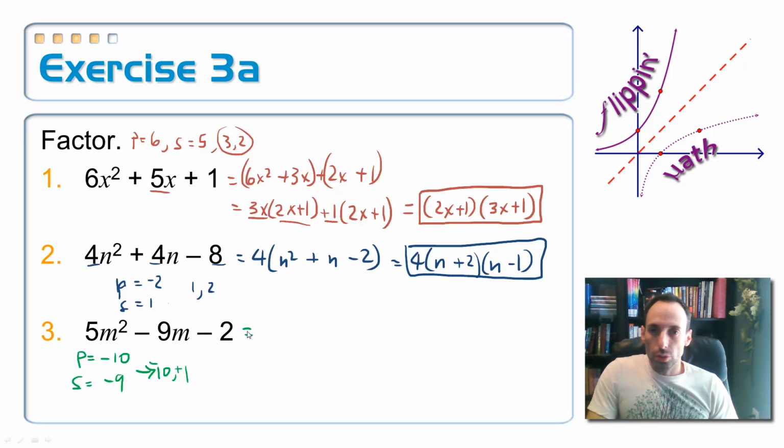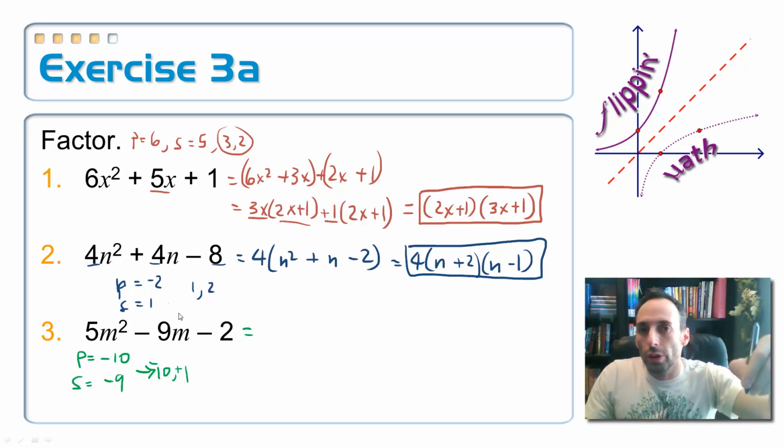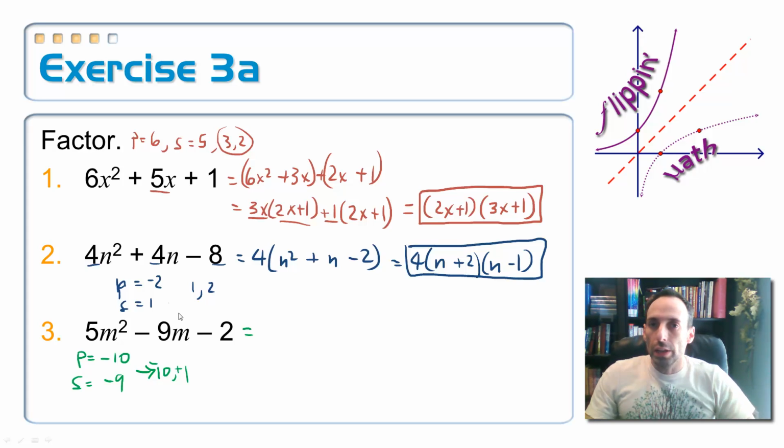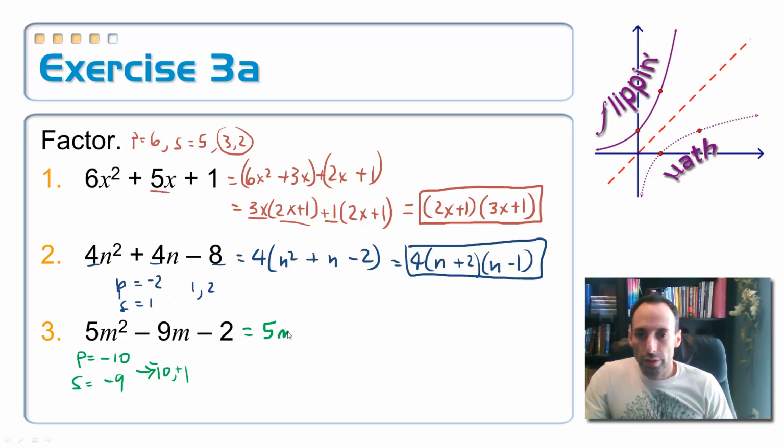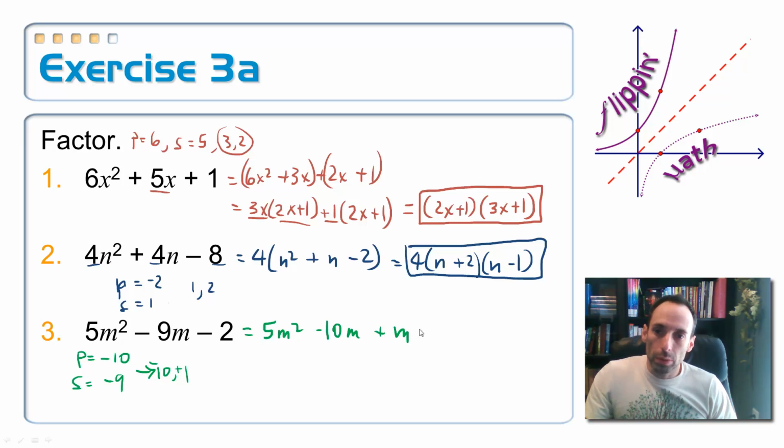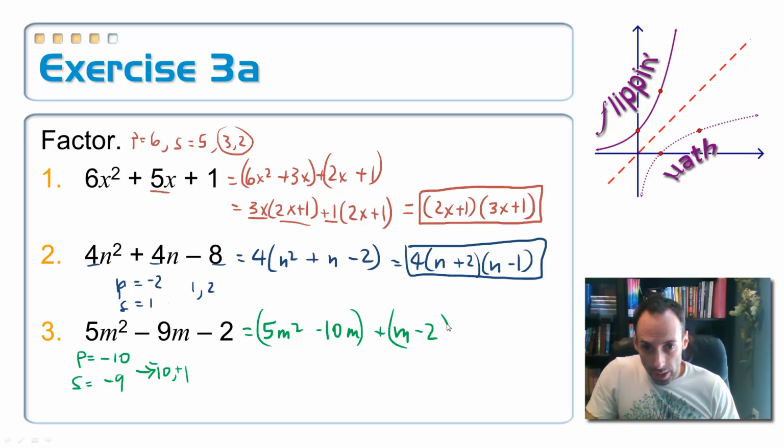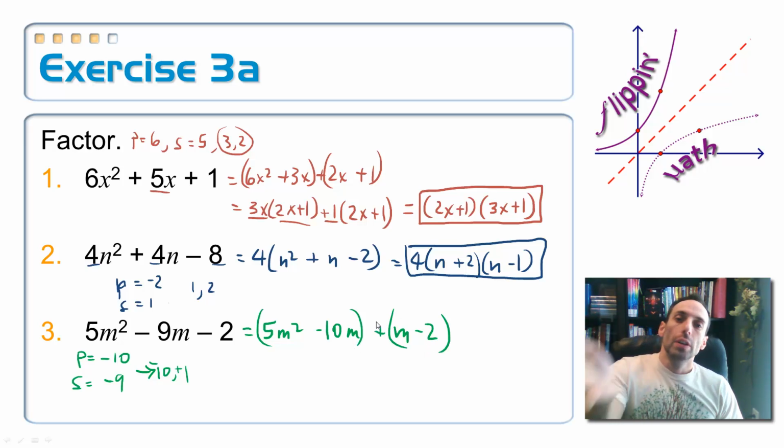So let's use that to expand the middle term. Now, when I do this, even though earlier I said it doesn't matter which one comes first, if one of them's negative and one of them's positive, always write the negative one down first. If both of them are negative, you don't have a choice. But if one of them is positive, write the negative one down first. I'll show you why in just a second. So 5m squared minus 10m plus m, 1m, right, minus 2. The reason I would want to write that negative one down first is so that whenever I group it, I don't chop off the negative sign for the second term.